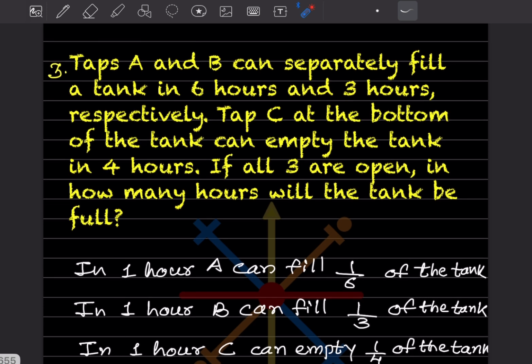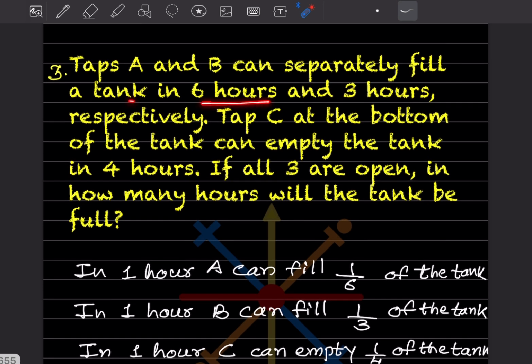Taps A and B can separately fill a tank in 6 hours and 3 hours respectively, A 6 hours and B 3 hours. Tap C at the bottom of the tank can empty the tank in 4 hours. If all three are open, in how many hours will the tank be full?